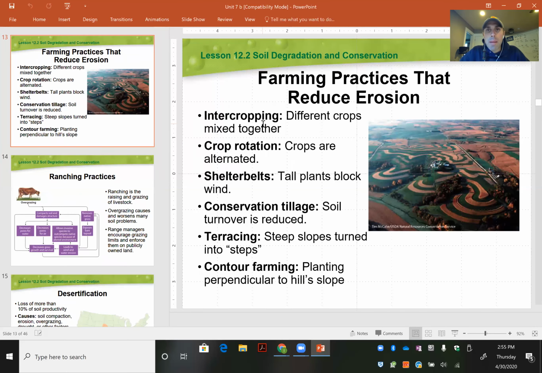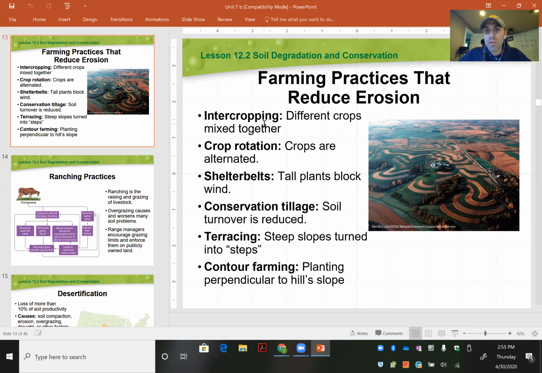Well, intercropping is where you're planting different crops together. Okay, you're intermixing them. Crop rotation is where you take maybe your tomatoes in farm A one year and you move them to farm B the next year. And now maybe your corn goes to farm A. You're constantly moving your crops to different areas of the farm.